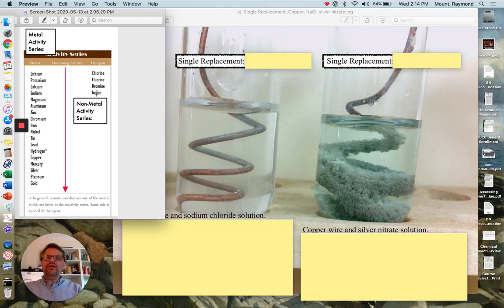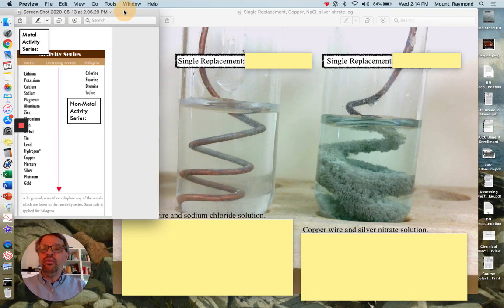So let's look at two examples, which if we were in class, I would have shown you in real time. Unfortunately, we're not. Wash your hands. We're not in class, so I'll show you these just as a picture.